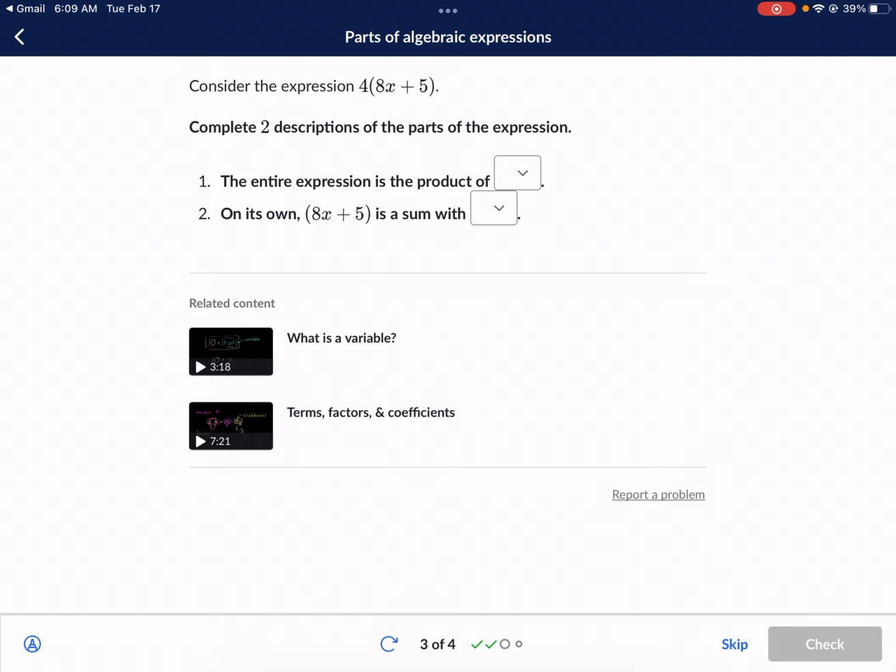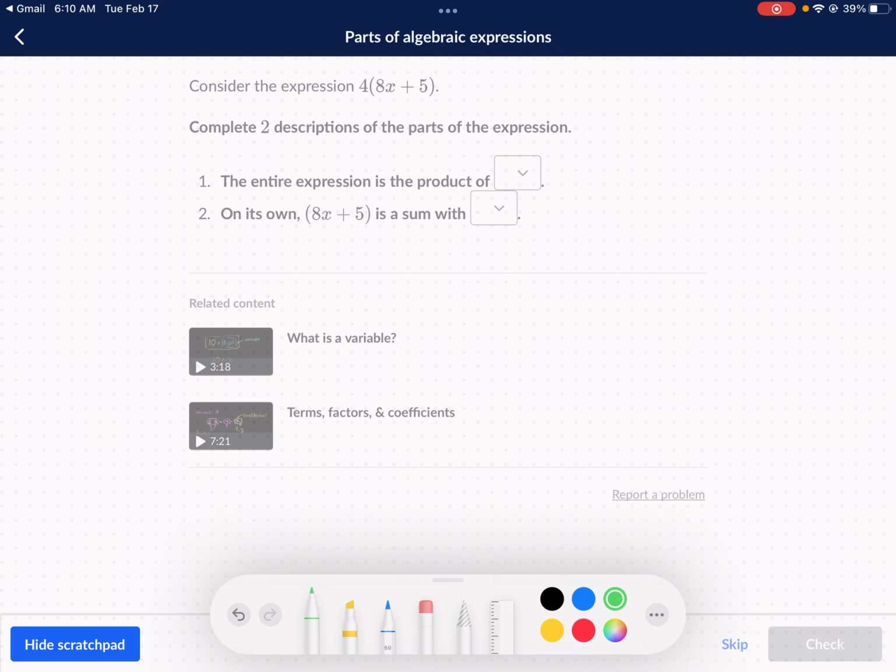All right, next question, number 3. Consider the expression 4 times the quantity 8x plus 5. We got parentheses now. So the entire expression is a product of... so a couple things going on. This is going to be a little tricky. I'm not sure exactly how they're going to answer this, but we have the entire expression is a product of, and it looks like we have, let's see what it's asking.